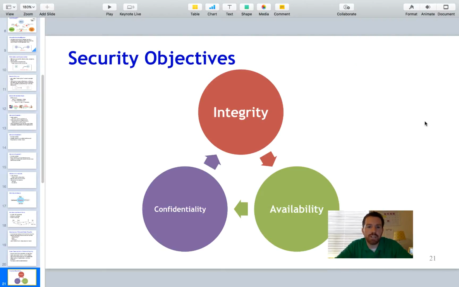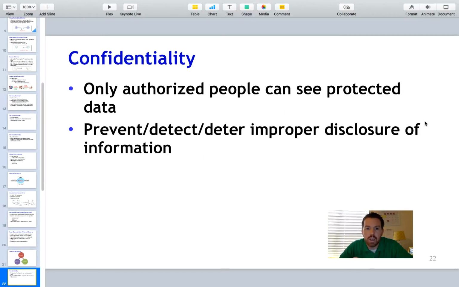We talked about this: confidentiality, integrity, and availability. So confidentiality: only authorized people can see protected data. Trying to keep that stuff tight-lipped. Certain administrators, you need to have that stuff segmented, and you're going to hear me talk about that.